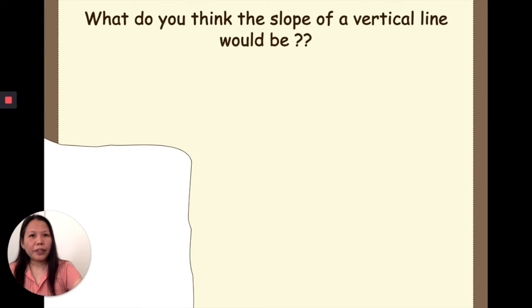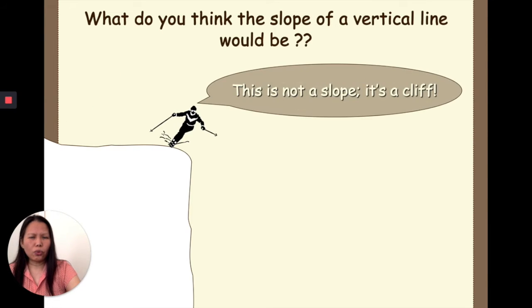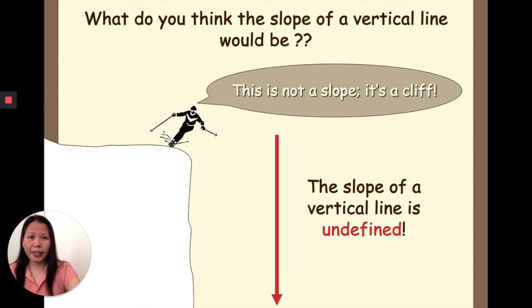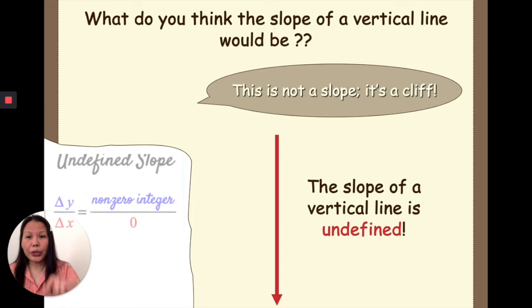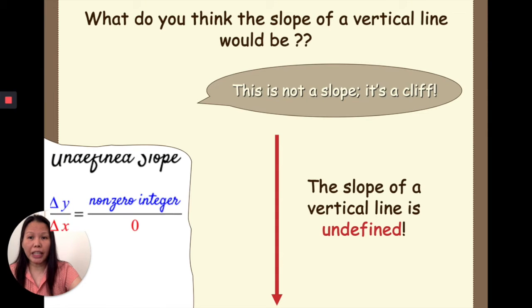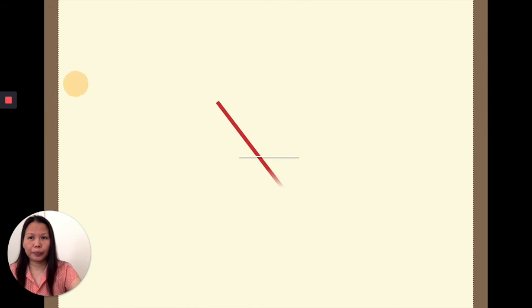What do you think of the slope of a vertical line? That's where x equals a number. Ooh, this is not a slope, it's a cliff, undefined. If you write the slope, it will be a number over 0. So a 0 in the denominator will give you an undefined answer.